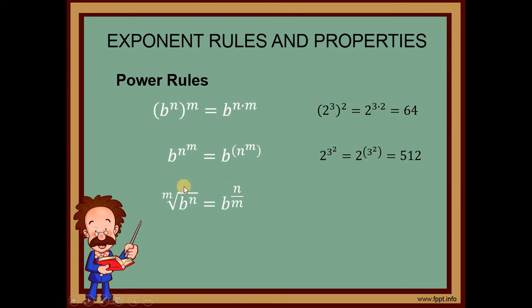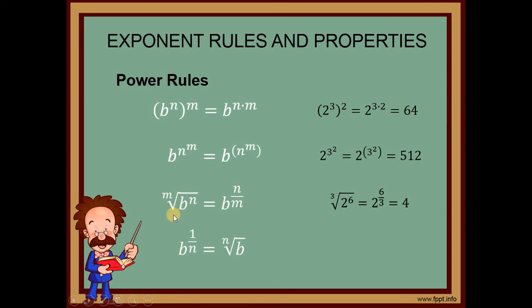Next, we have the mth root of b raised to n, and this equals b raised to n all over m. Let's have an example. If we have the cube root of 2 raised to 6, this equals 2 raised to 6 all over 3. And 6 over 3 is simply 2. So we have 2 raised to 2, or simply 4.